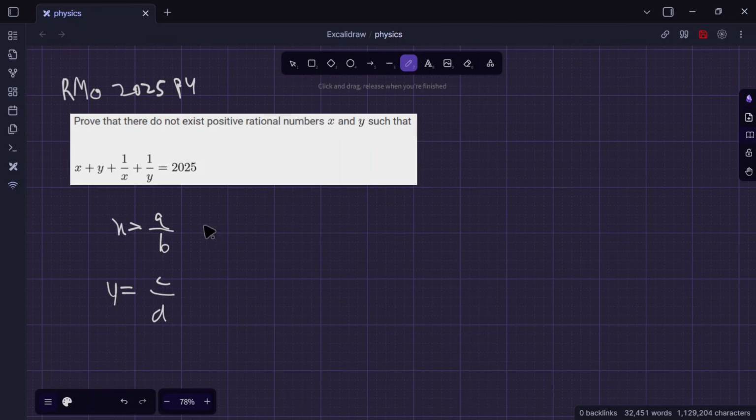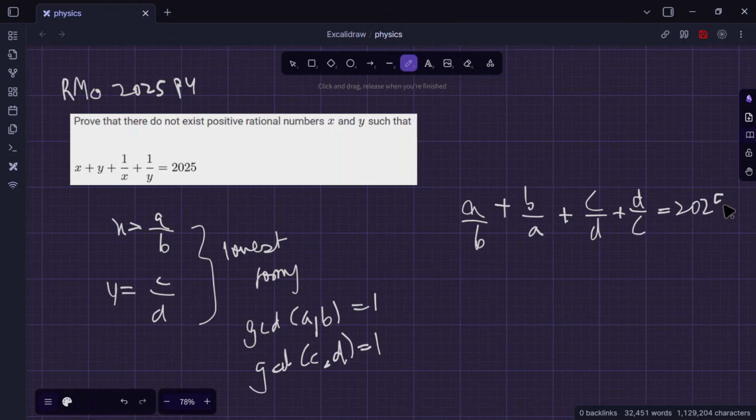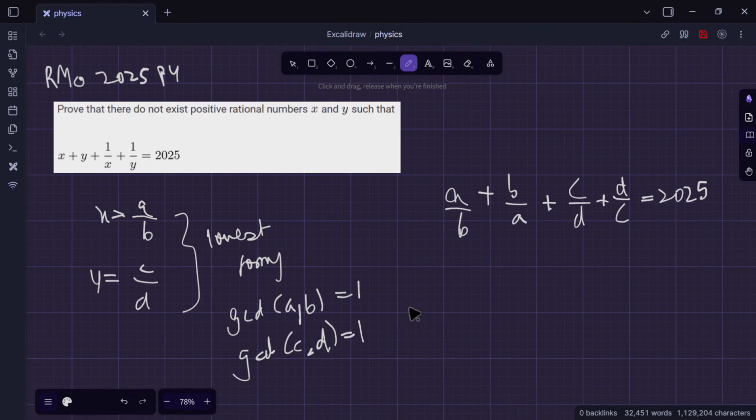And I'll take these to be in the lowest forms, where lowest forms just means that the GCD of A, B is 1 and the GCD of C and D is 1. Okay, and now we sum this up and the problem is saying that this sum is equal to 2025. Okay, cool. And now I'll just expand this out because why not?